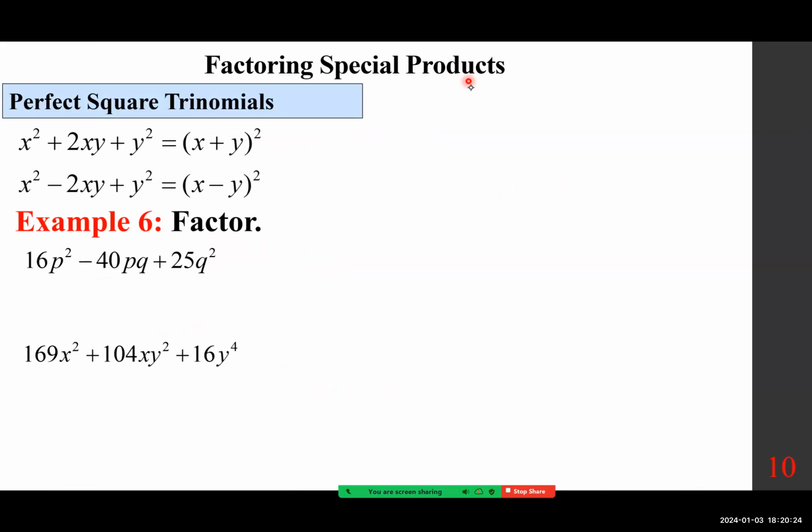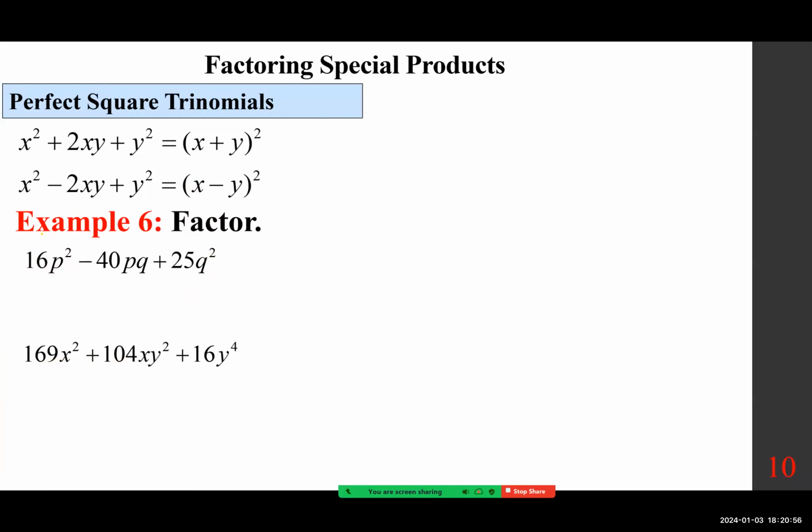Special products, resulting in special factoring. You recall this, as I mentioned. Sometimes we use a and b, sometimes we use x and y. So if you have a perfect square trinomial, how do you know you have it? For example, this one: the first one is 4p quantity squared. This one is 5q quantity squared. Is this the product of these two that we just came up with? Let me just write them here so you can see what I'm talking about.